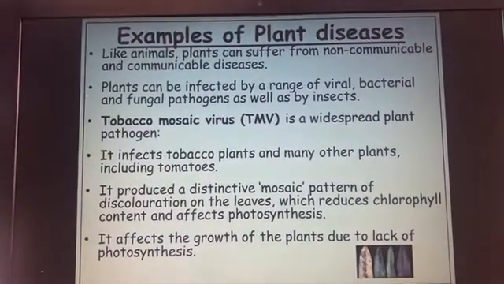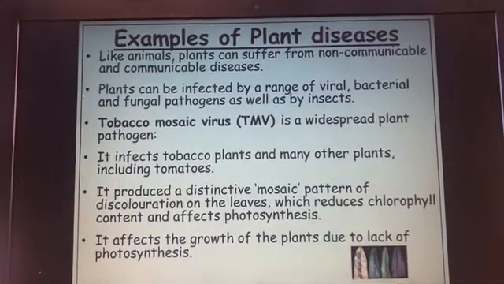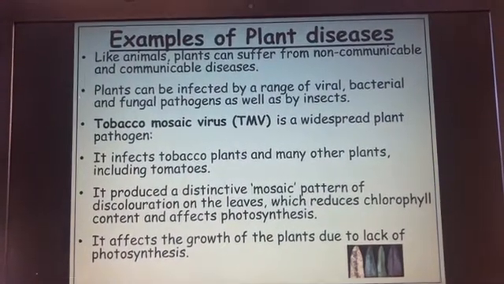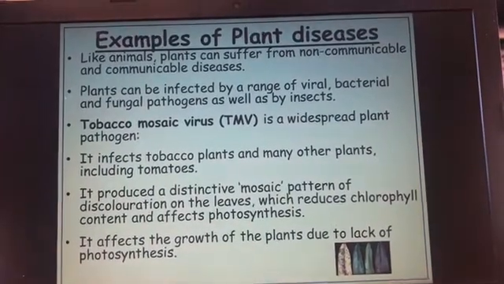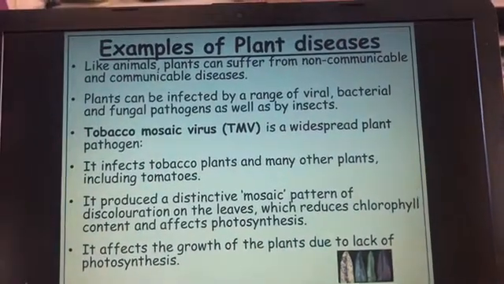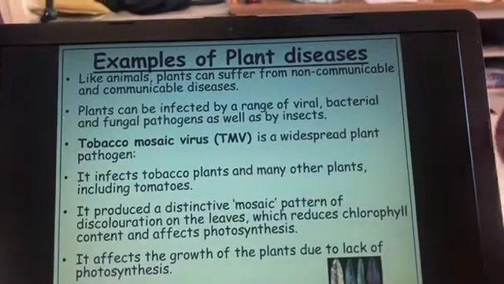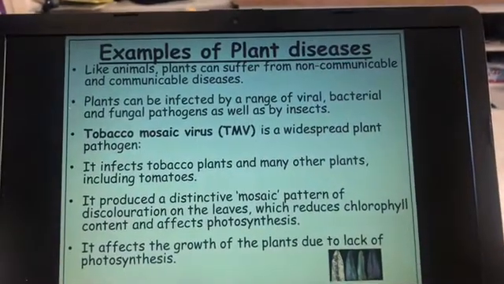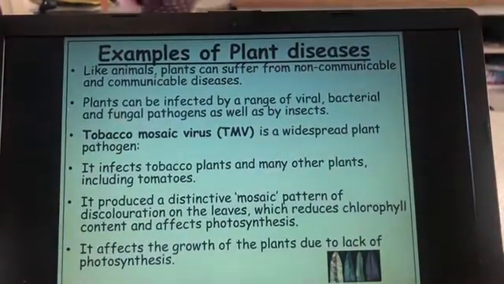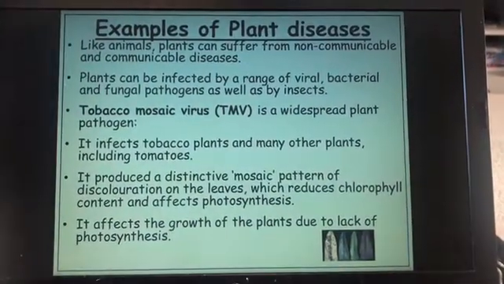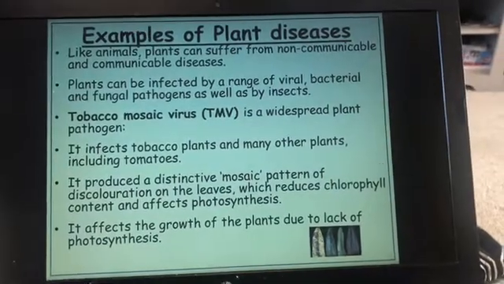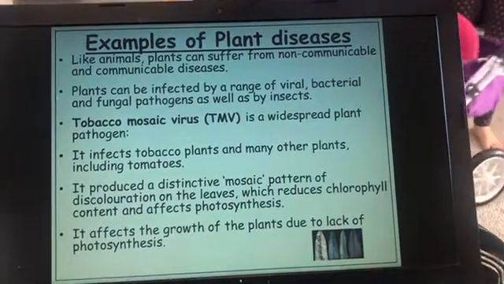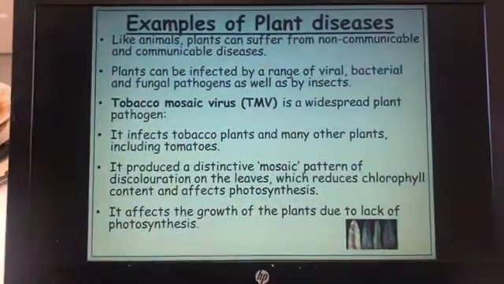So, some examples of plant diseases. You've got tobacco mosaic virus, which is a widespread plant pathogen. It infects tobacco leaves in a mosaic pattern, funnily enough, and also can affect tomatoes. It has a distinctive mosaic pattern of discoloration, and where there's less green colour and more yellow colour, that means there's less chlorophyll, which means less photosynthesis can take place. So you tend to find that they've got stunted growth.